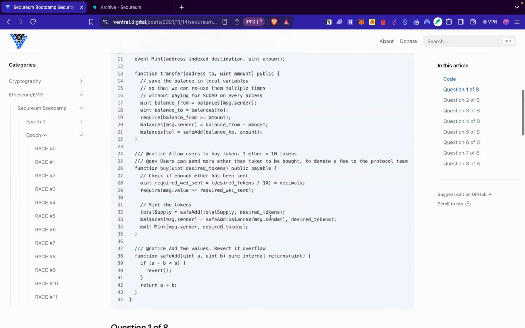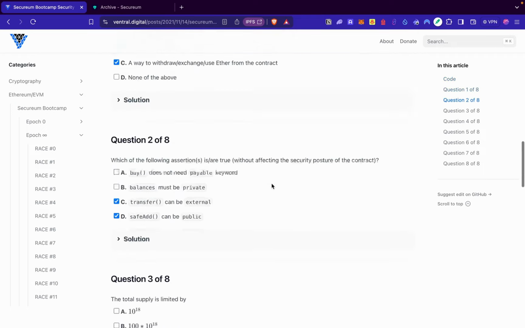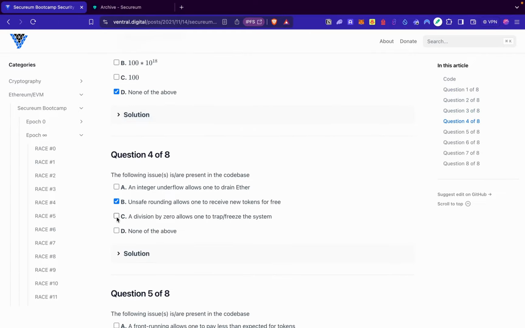Next, a division by 0 allows one to trap freeze the system. So we'll look where the division is happening. The only place the division is happening is here, and we are dividing by 10. So this is going to be false as well. And again, this is going to be false as well because B option is true.